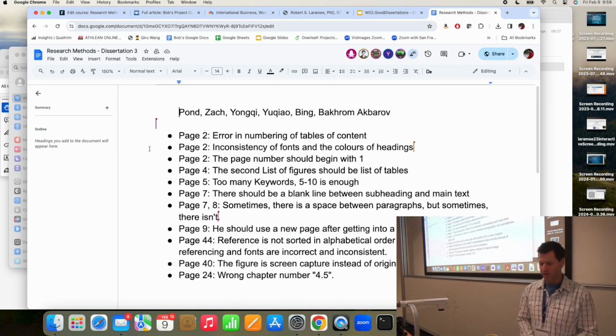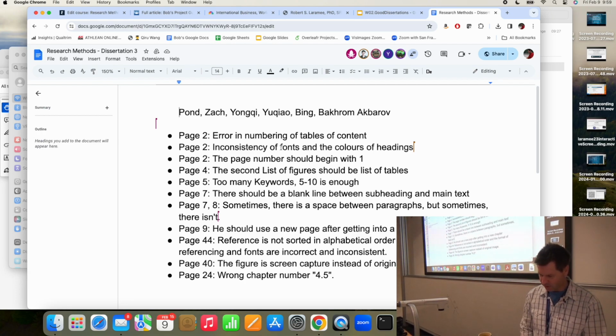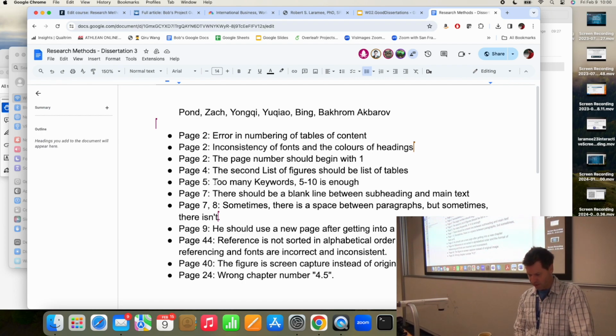So yeah, there's a very obvious error, right? The table of contents. It's very obvious. Yes, inconsistent fonts and the use of headings. I guess the page number should begin with 1, but it's not critical. Yep, the second list of figures could be a list of tables. Too many keywords. I didn't notice the too many keywords, but that's probably correct. There should be a blank line.